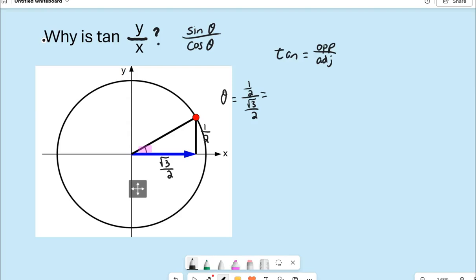We know we could simplify that. The 2's could cancel out. We would have 1 over √3. Then we have to rationalize, so we multiply both by √3, which gives √3 over 3. And that would be the solution for that. So tangent is always opposite over adjacent, and in the unit circle here, the opposite will always be the y value, sine, and the x value will always be cosine.